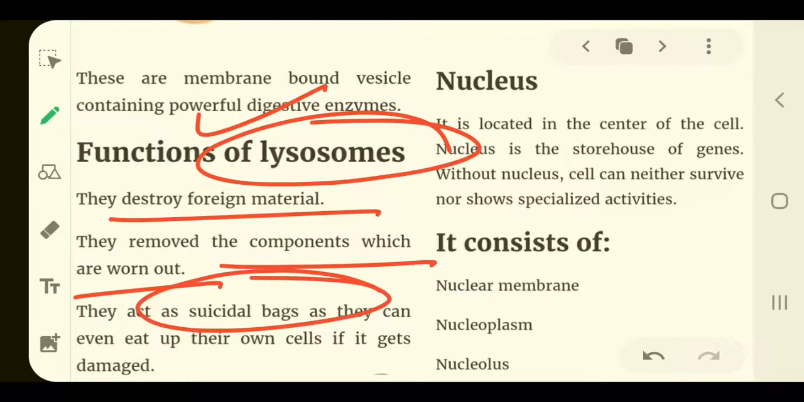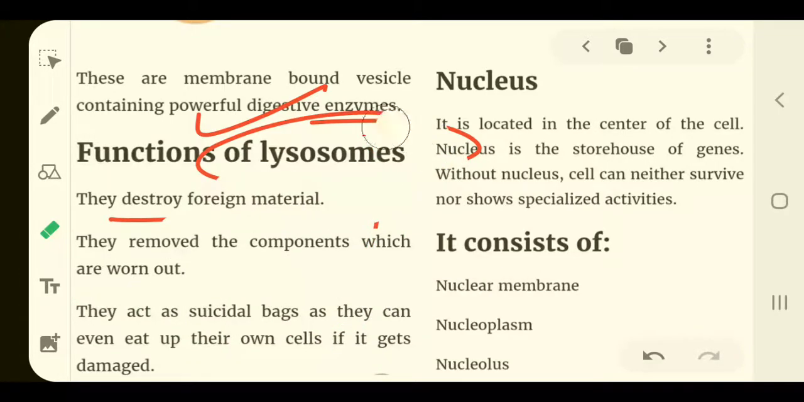Now this is the most important part. They act as a suicidal bag. That means they can eat up their own cell if the cell is damaged. So you can see how the body gets itself protected. If the cell is not working properly and gets damaged, then these lysosomes kill and digest the whole cell itself, and as a result we call it a suicidal bag. So these are some of the organelles in the cell.